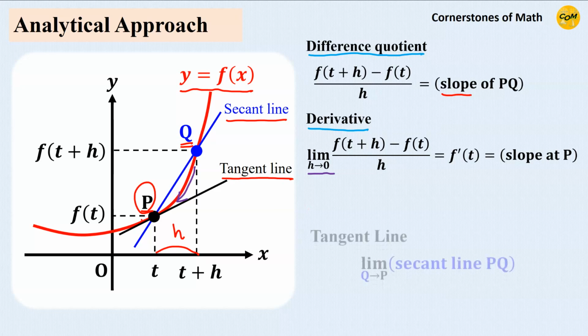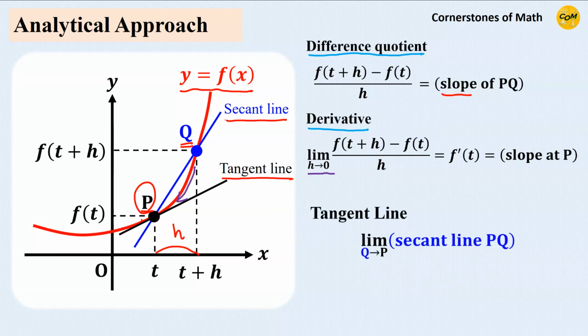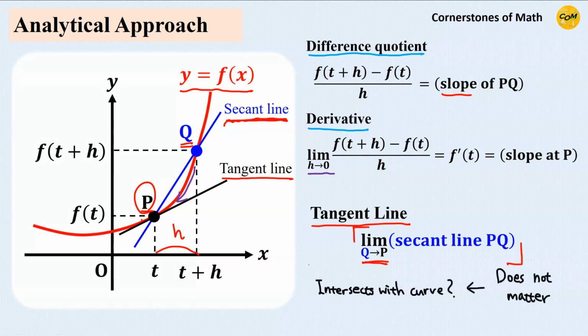In this situation, we can also think of the limit of the entire secant line PQ. This line may also approach a certain limiting line as Q approaches P. This limiting line is the tangent line at point P. That is, you can think of the tangent line as the limit of the secant line. Notice that in this approach, whether the tangent line intersects with the curve does not matter. What's important here is, just like numerous limit problems, does the limit exist? As long as that limit exists, the tangent line exists at that point.